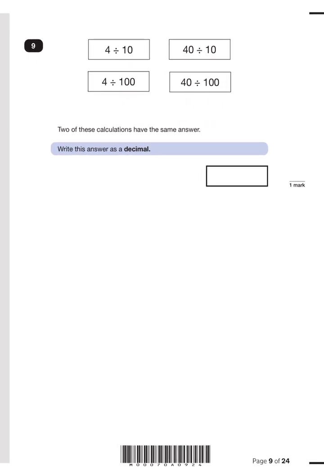Number 9. 4 divided by 10, 40 divided by 10, 4 divided by 100, and 40 divided by 100. Two of these calculations have the same answer. Write this answer as a decimal. So 4 divided by 10. Every number has a decimal point at the end. It's the same. 4 equals 4.0.